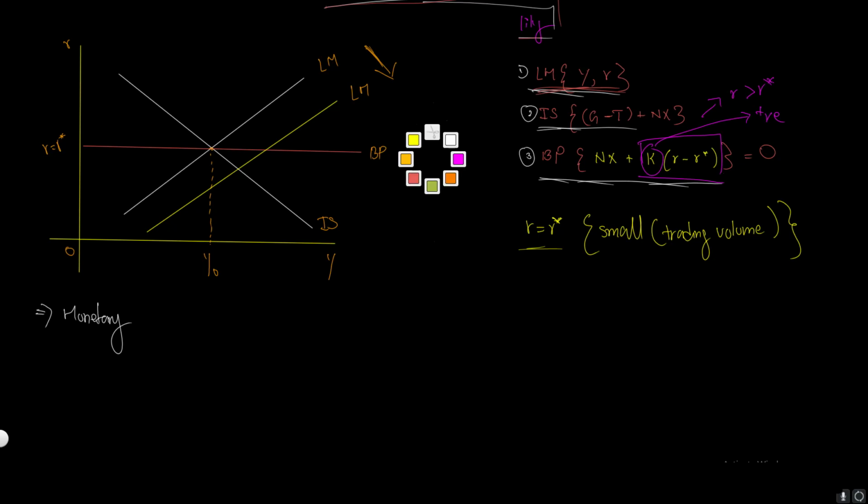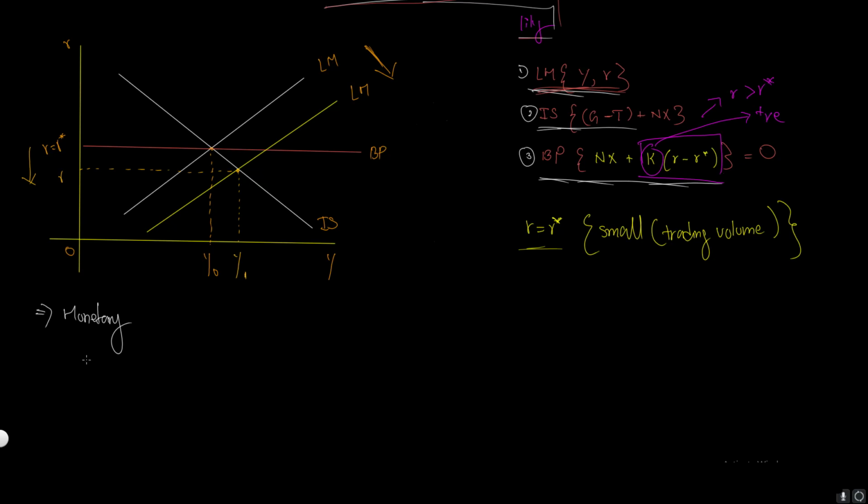As you can see from the analysis, our income in the economy is going to increase, at least in the short run, and the interest rate in the domestic economy is going to decrease in the short run. So what's going to happen as a consequence?